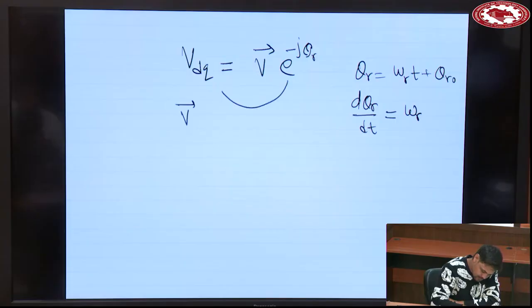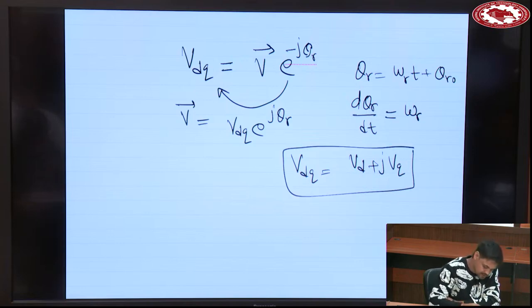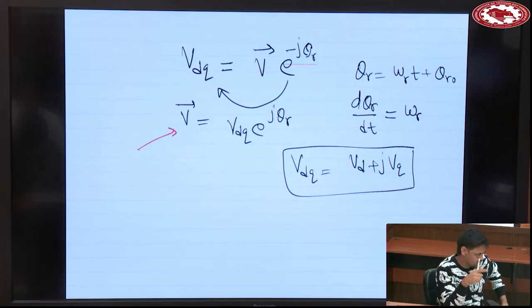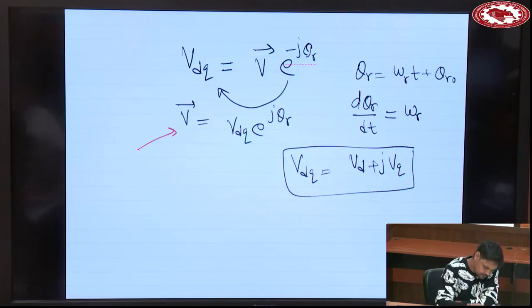Can you take this term to this side? Then the V vector becomes V dq e to the j theta r. And remember, V dq is Vd plus j Vq. You replace this term for each vector. Suppose the Vi vector is there, then Vi dq e to the j theta. Suppose I, then I dq e to the j theta. And similarly for Vg, Vg dq e to the power j theta. Please replace these in the main equation of the space vector here.